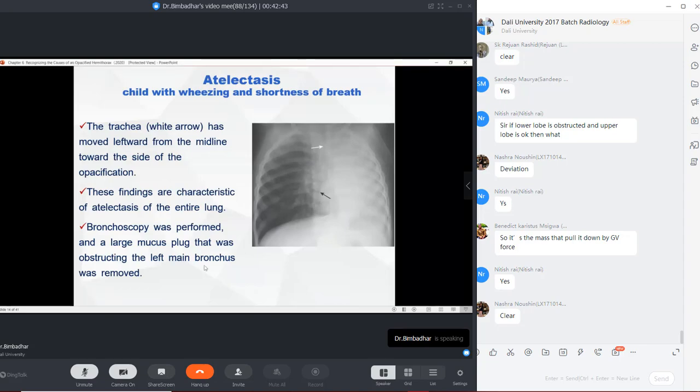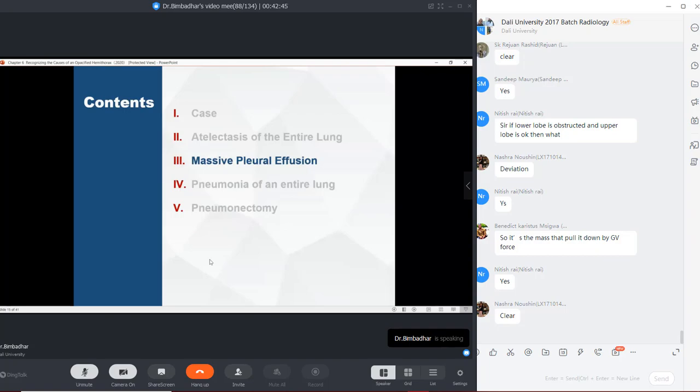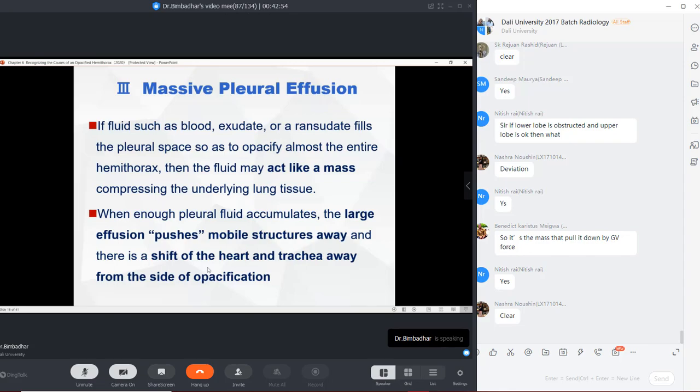Now understand, pleural effusion also causes opacification of the hemithorax. As I was telling you in the previous classes, pleural effusion is the filling up of the pleural cavity by blood or fluid. A fluid accumulation between the visceral and parietal layers is called a pleural effusion. What happens is that there is increased pressure inside the pleural cavity.